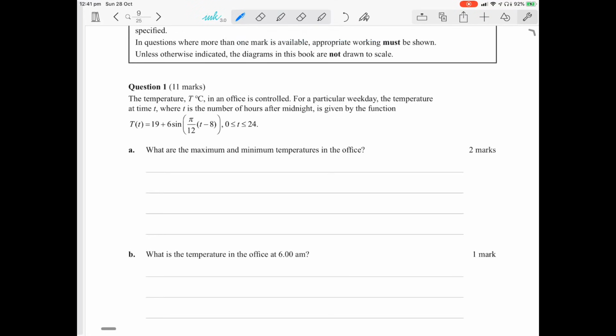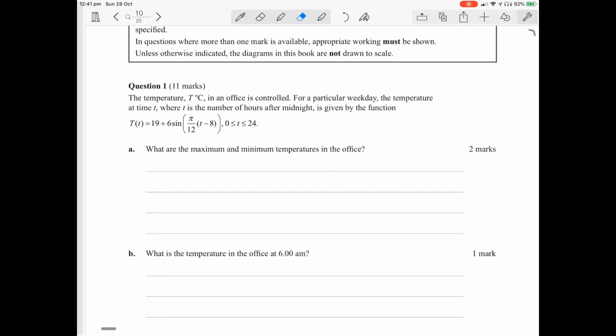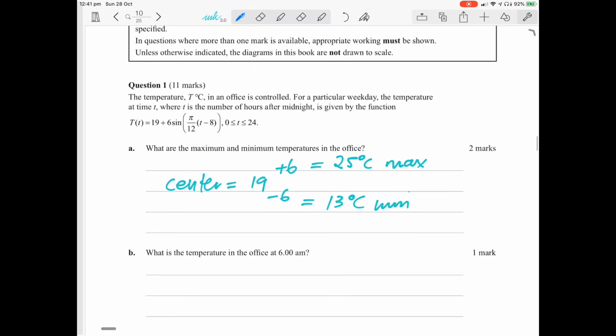So our center is 19, so we add 6, our amplitude, to get 25, and we subtract 6 to get, actually, we should put it here. So center is 19, plus 6 is 25 degrees Celsius max, minus 6 is 13 degrees Celsius min.